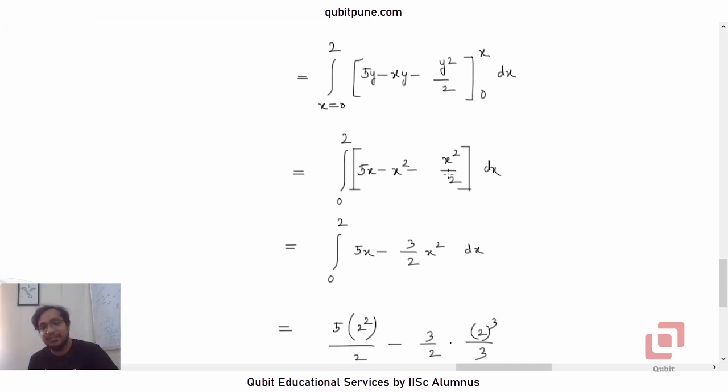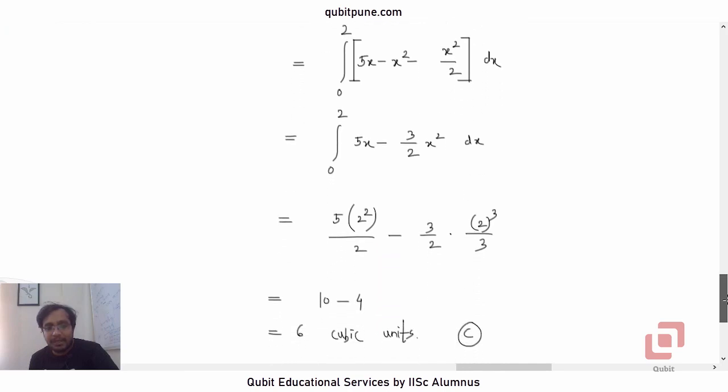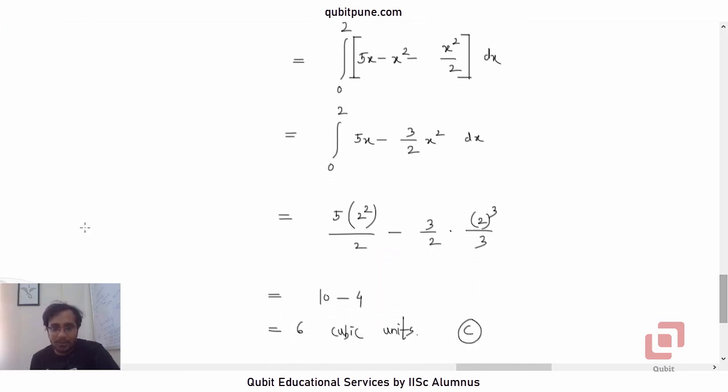Okay, so let's combine x squared and x squared by 2 to make it 3 by 2 x squared. Integrate this, x's integral will be x squared by 2 and x squared's integral will be x cubed by 3. Again, lower limit is 0, so just substitute x as 2 in your integrated format. So it will be 5 into 4 by 2 minus 3 by 2 into x cubed by 3's integral will be 8 by 3, and if you calculate it, how much will it be?